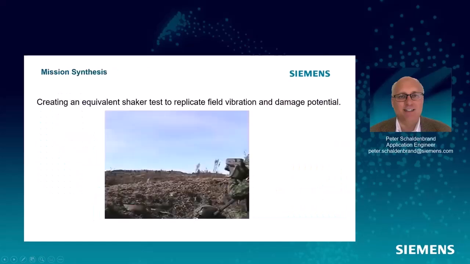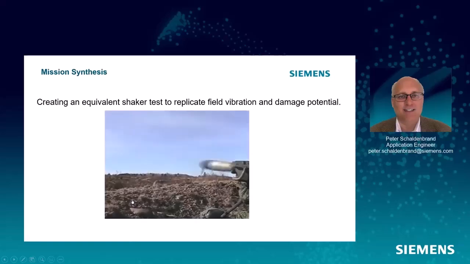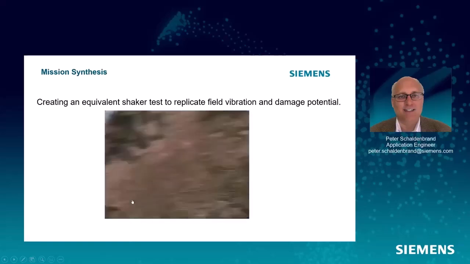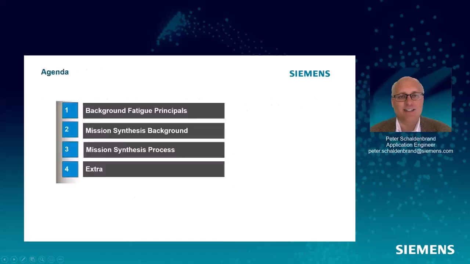So what do we want to do with mission synthesis? What we want to do is create an equivalent damage test on a shaker that represents the field vibration or damage. And the reason we want to do that is we don't want things like this to happen. Generally, it's not too good when your missile doesn't fire. Ideally, we're trying to replicate the load seen in the field on an electrodynamic shaker.